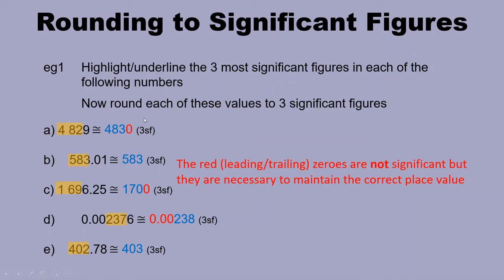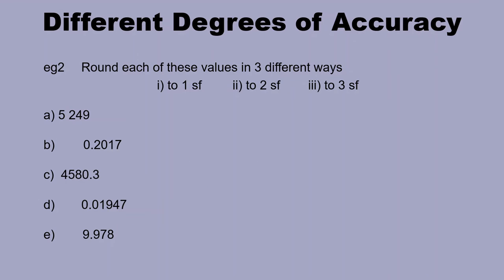Now, go ahead and copy that down if you haven't already, and make sure you copy this little note as well. For this next example, all of the numbers from A to E need to be rounded to one significant figure, to two significant figures, and to three significant figures. Go ahead and copy the question down, including the instructions and the original values, and feel free to hit pause if you want to try that for yourself. I'm just going to get started here. So 5,249 to one significant figure, that is one non-zero digit in the highest of the possible place values.